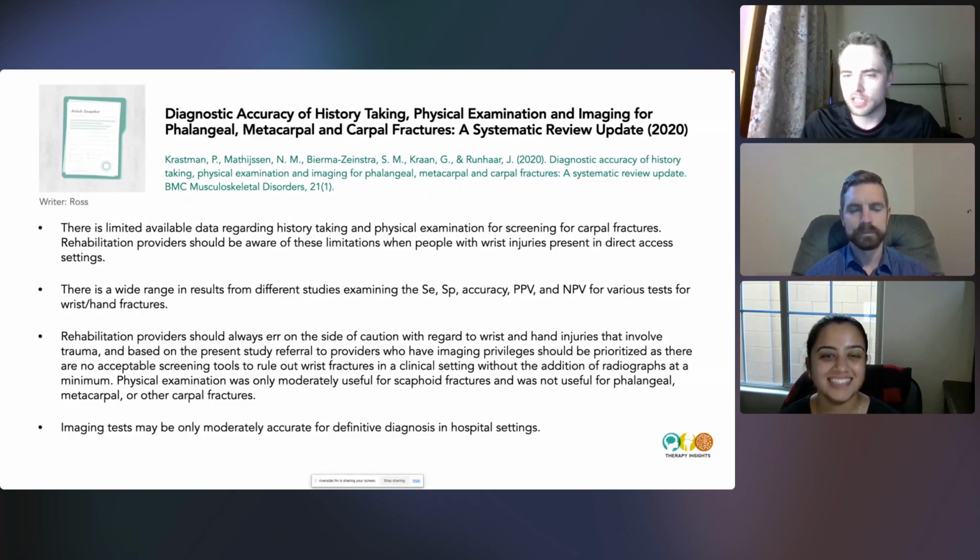And so you need a carpal tunnel view, and you need a supinated view. And even with those, the sensitivity of a radiograph is only like 80% or something. So it's something you have to keep in mind, that there are limitations with radiographs with carpal fractures for sure. And I think that was something they definitely hammered on in that article.